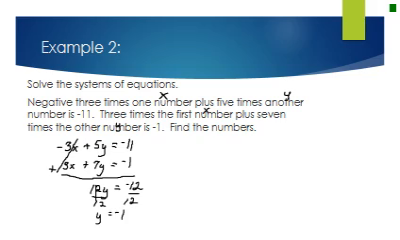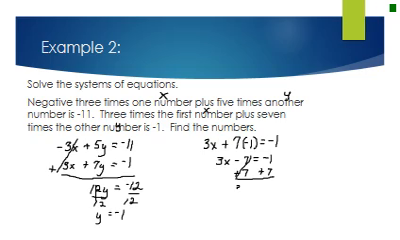So to find the other one, you take one of those equations. We can use the second one. It doesn't matter which one though. We've got 3x plus 7 times y equals negative 1. Well, we know that y is negative 1, so I'm going to put 7 times negative 1. So it gives us 3x, and 7 times negative 1 is negative 7, so I write negative 7 equals negative 1. Add 7 to both sides, and we get 3x equals 6. Divide by 3.